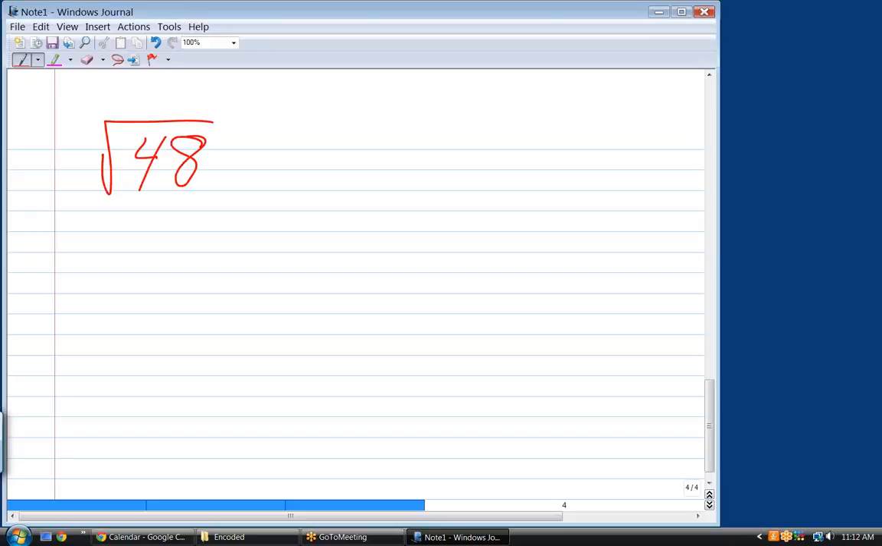Because like I said, you're going to definitely have this in Algebra 1 where you have to simplify this. Now, I always want to turn this, you know what, let's take a different one. Let's do 40. Okay? Now, I could separate 40 into the square root of 20 times the square root of 2.